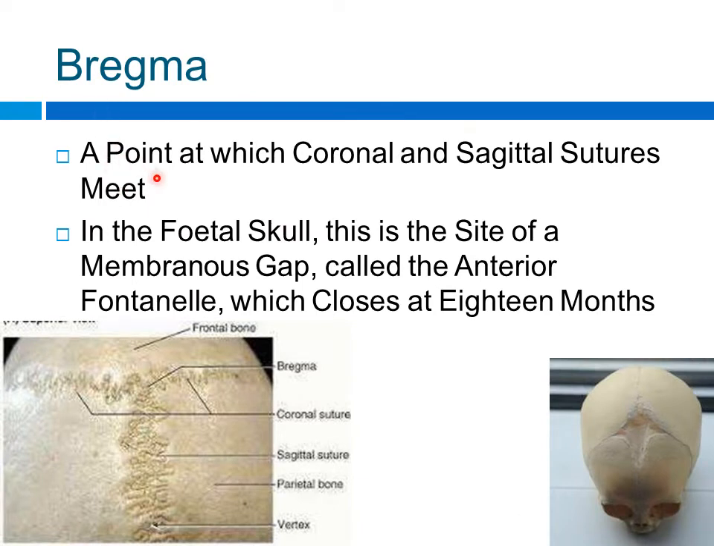What is bregma? Bregma is a point at which the coronal and sagittal sutures meet. So let's say this is the coronal suture and this is the midsagittal suture. The meeting point of these two is known as the bregma.